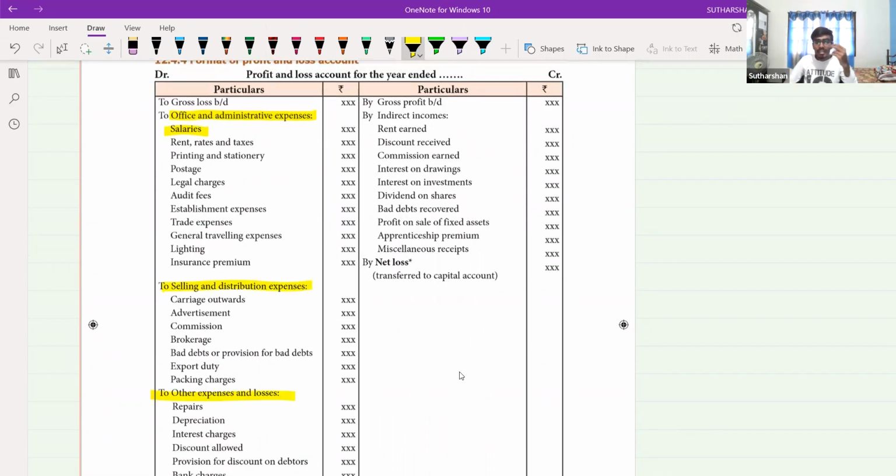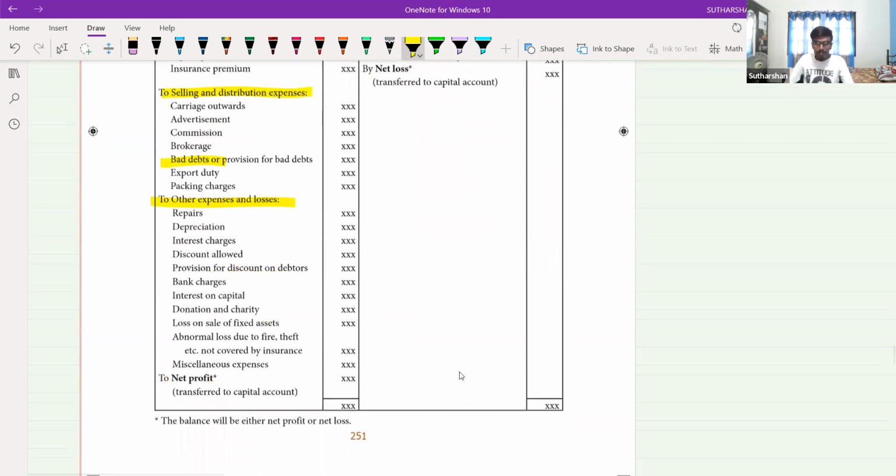Suppose in your examination they can be tested. Bad debts will come under selling and distribution. Salaries will come under the head of office and administrative expenses. Indirect incomes, all the indirect incomes other than sales. Sales தவிர வேற என்னென்னலாம் இருக்கும், that will come under the category of indirect incomes. Either you can get a profit or you can get a loss. ஏதாவது ஒண்ணு மட்டும் தான் உனக்கு கிடைக்கும்.